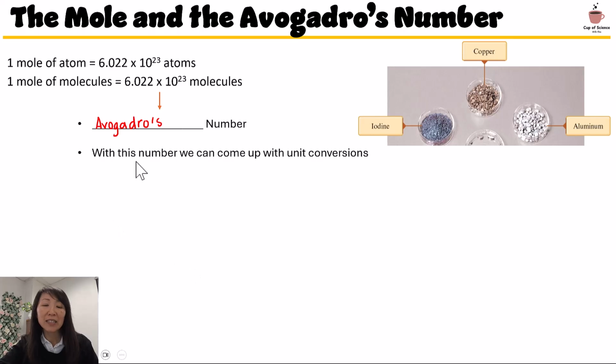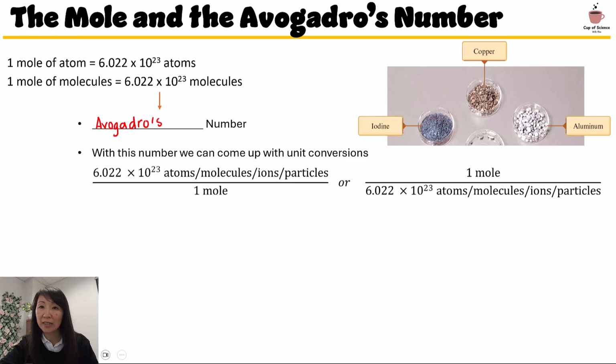Now, again, with this number right here, we can come up with unit conversions. Since this is an equality, we can write the conversion such as this, where 6.022 times 10 to the 23 atoms is all over 1 mole, or this many molecules all over 1 mole, or ions or particles. Or you can have it the other way around, with the Avogadro number on the bottom and 1 mole on top.